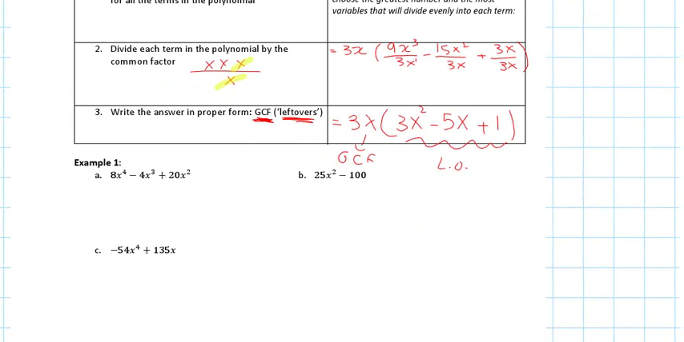4 or 2? Remember, we're looking at the greatest, okay? So if you choose 2, yes, 2 is divisible by 8, 4, and 20. But is it your greatest? No. You can divide 8 by 4, you can divide 4 by 4, and you can divide 20 by 4. So 4 is your greatest number.